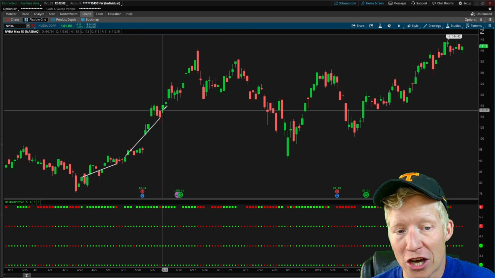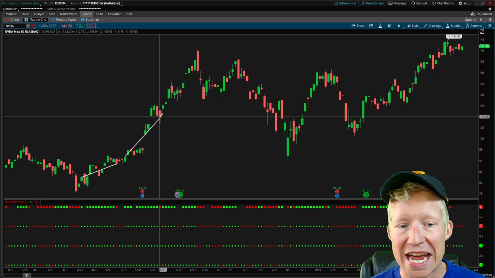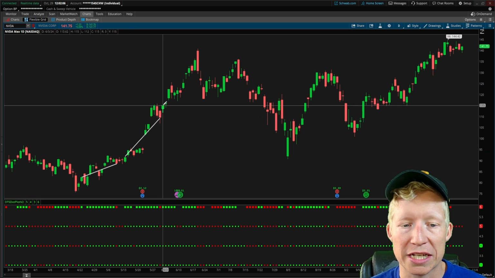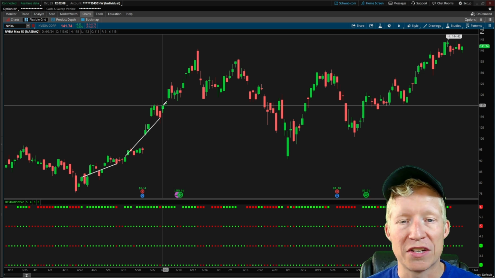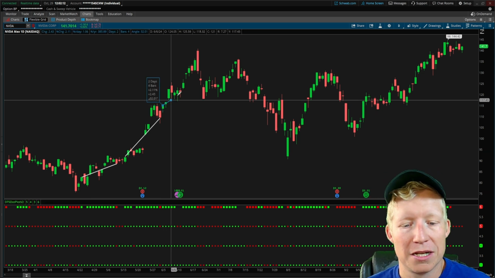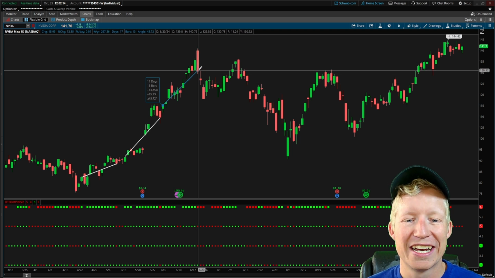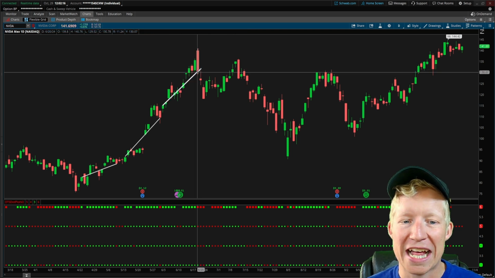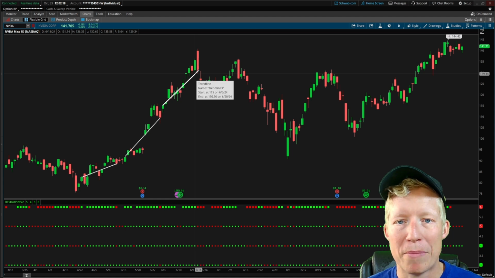Then, of course, it does go back to green the next day. NVIDIA gaps up and starts running again. That's up to you. You would have to decide your risk tolerance. Do you want to get right back in or do you not? But if you did, of course, you would get another nice 13.5% run on the back there.